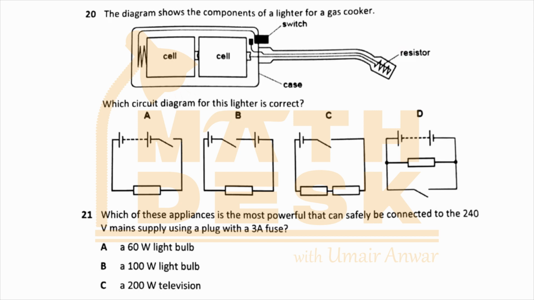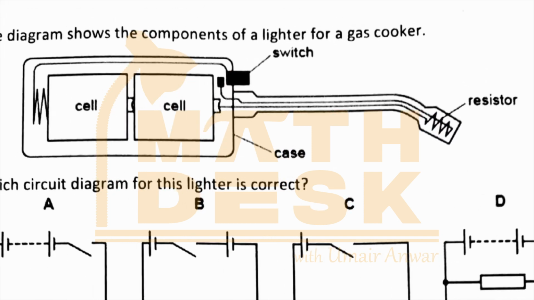So this diagram shows that there are two cells, one switch, and a resistor connected, and the connection of the resistor is such that the resistor is connected in the circuit, and its circuit would be completed when this switch closes, and the cell from one end is connected to the other part of the switch, and the positive of the cell is directly connected to the resistor, and the circuit would be completed when this contact is completed.